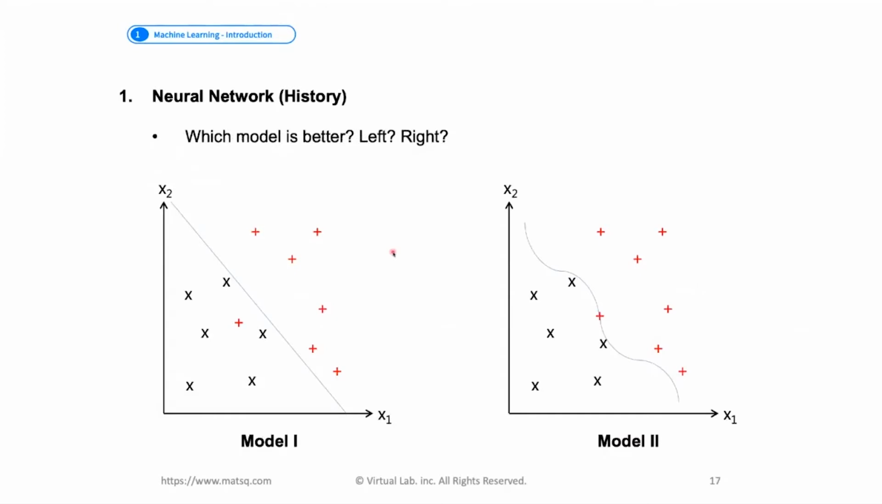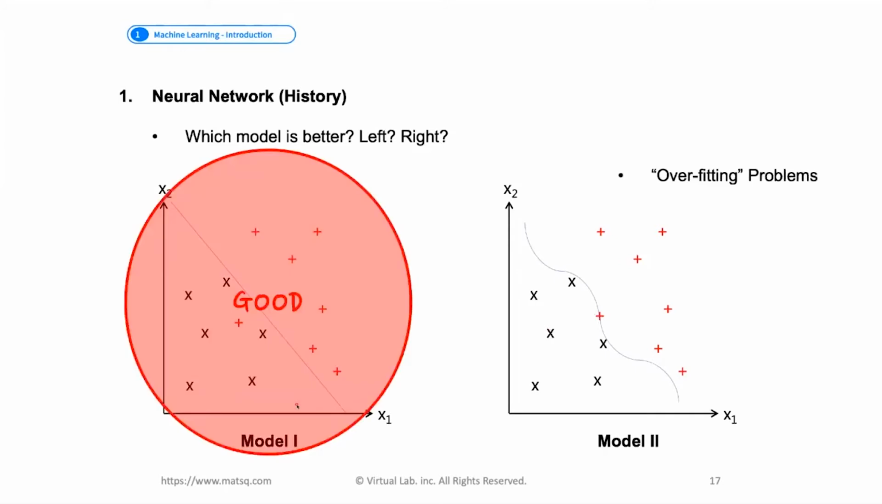So I give you one small quiz. Which model is better, left or right? What do you think? This model is perfectly separated into red crosses and black crosses, right? And here, only this small one piece of red plus sign is located here, but it's only separated by a single line. So which is the best? The answer is the left one, it is the good one.